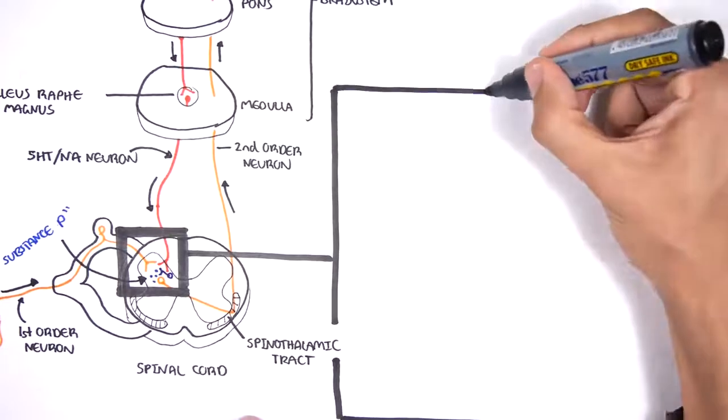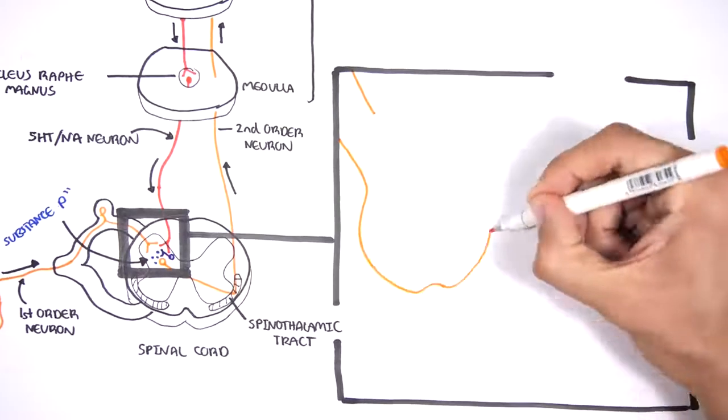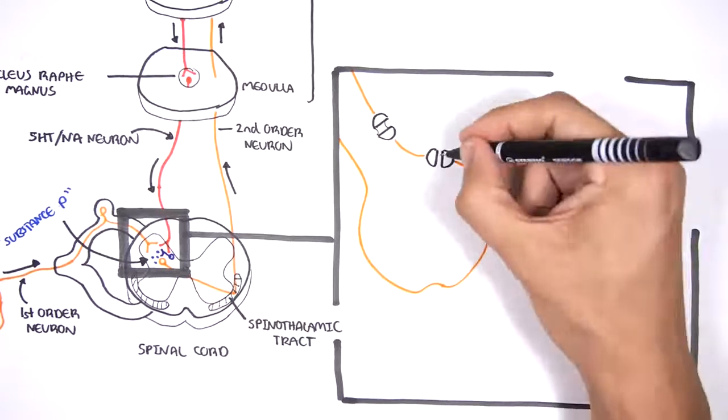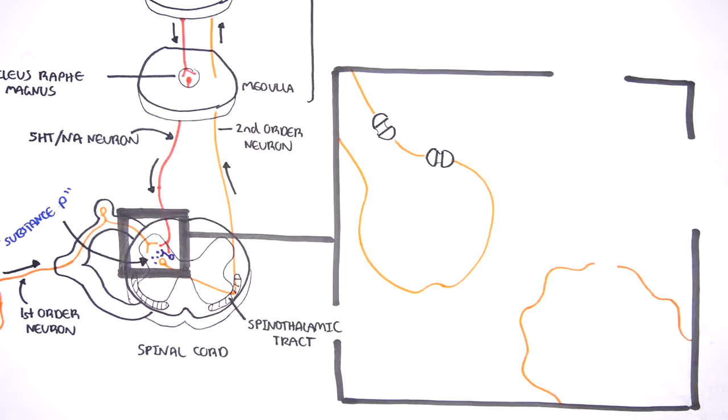We can call it like a gate, so gate control of pain. If we zoom into this area of the dorsal horn of the spinal cord, it can actually be referred to as the substantia gelatinosa. So let's just recap this whole area. Here we have the first order neuron coming in and synapsing with the second order neuron here.